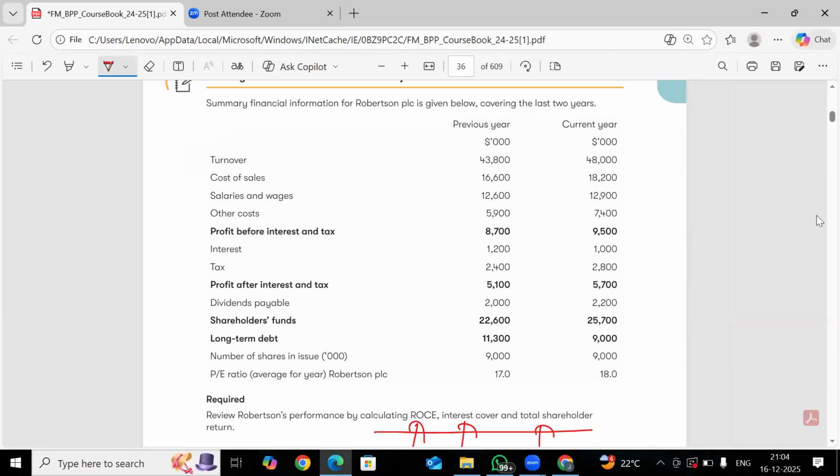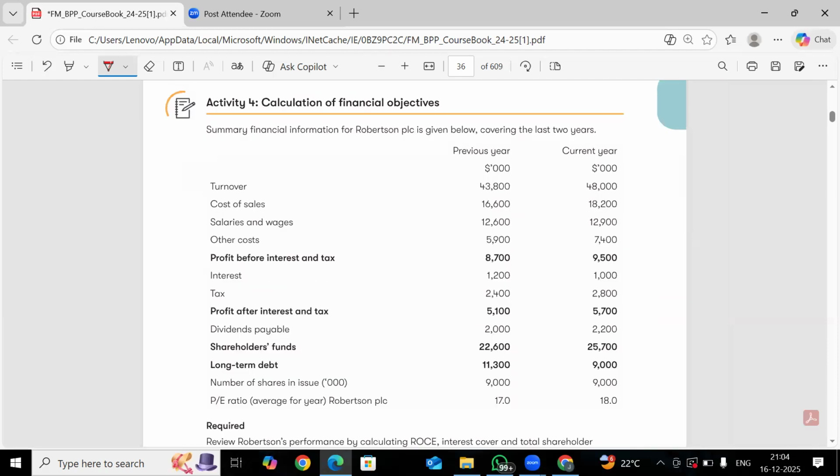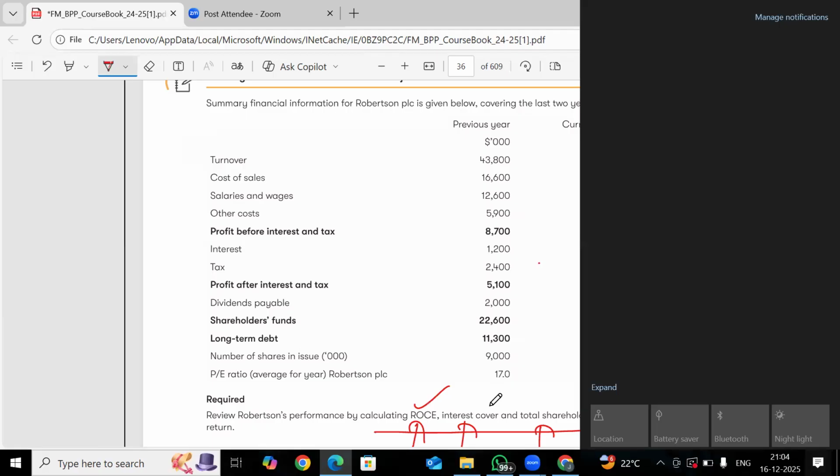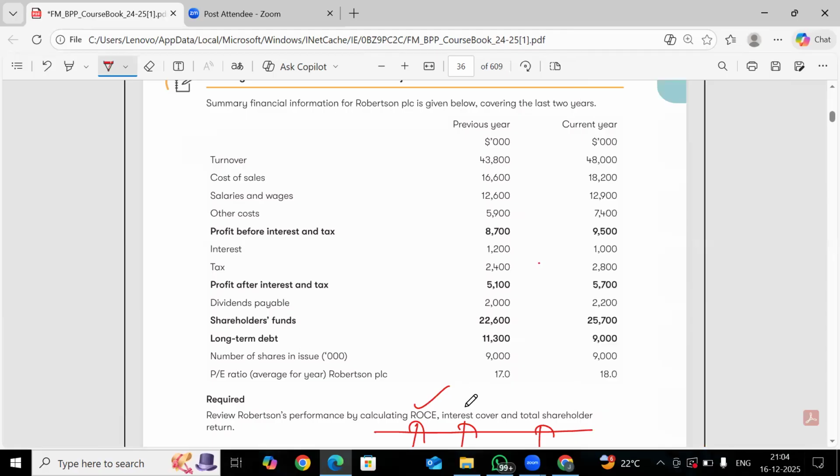This is the question. They are asking you ROCE. They're asking you interest coverage ratio. They're asking you total shareholder return.